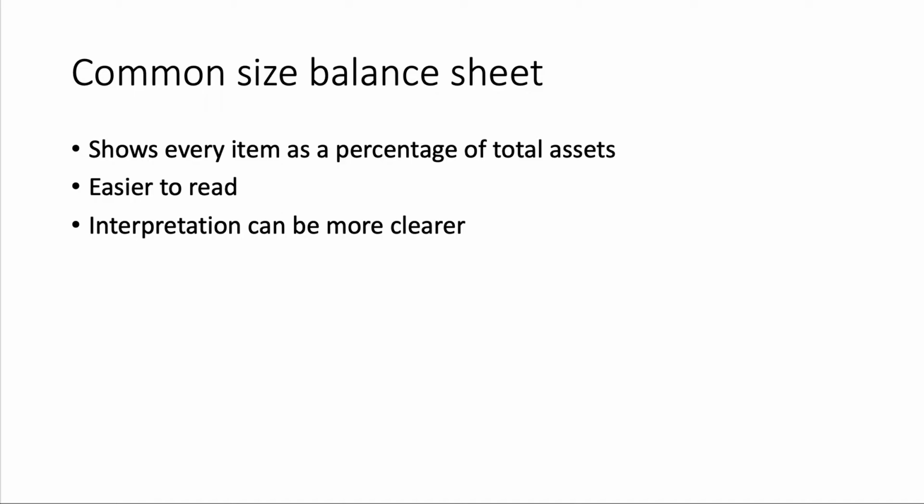But what is the common size balance sheet? It shows every item in the balance sheet as a percentage of total assets. It is easier to read for the analyst. How is it easier to read? Well, when you see a percentage, let's say total shareholders' equity is above 50%, that means that assets are mostly financed by owner's equity. Interpretation can be clearer. When you see the owner's equity has a higher percentage than liabilities, that means that it's less risky. You can safely say that because the more obligations the company has, the more risky it is to invest in.